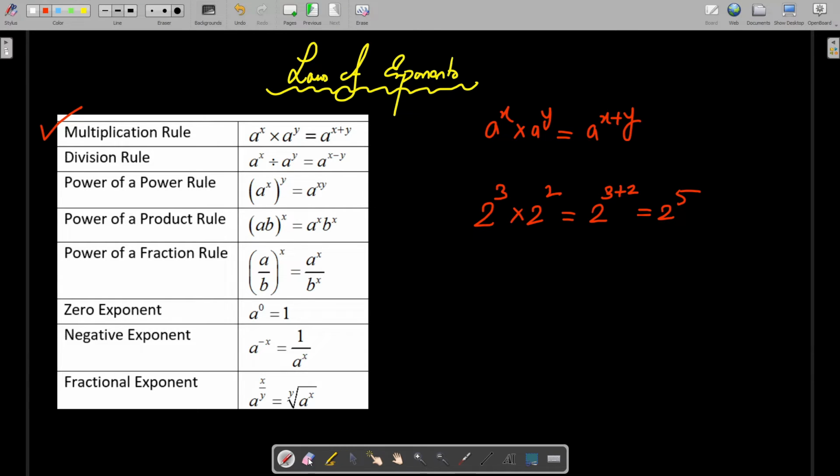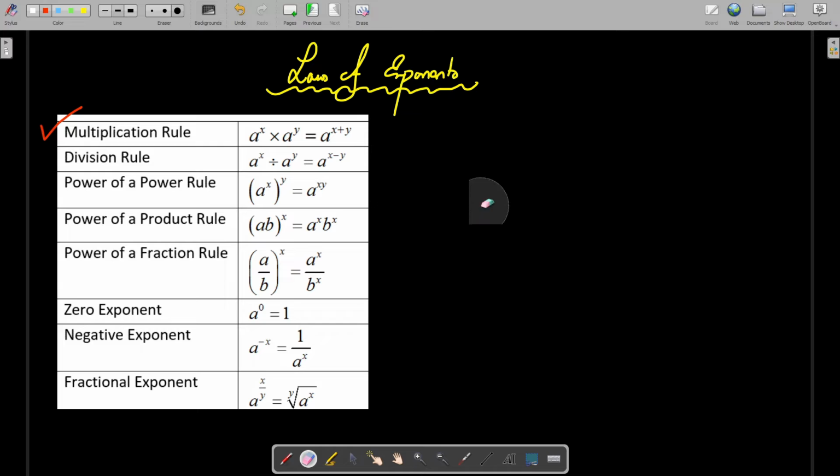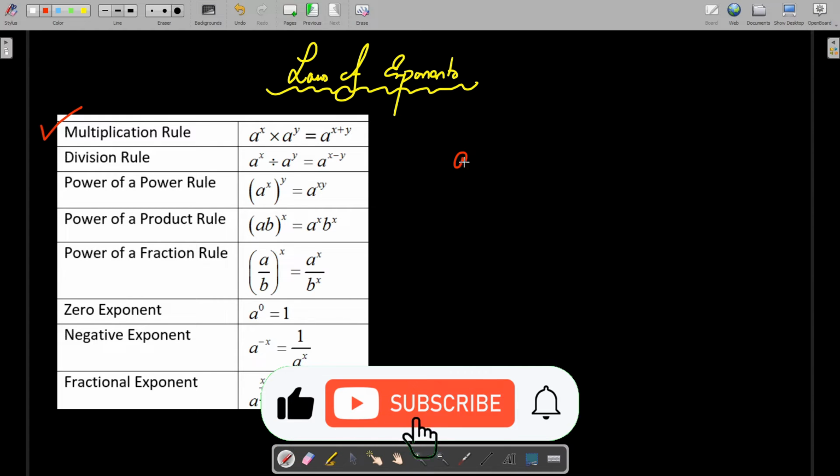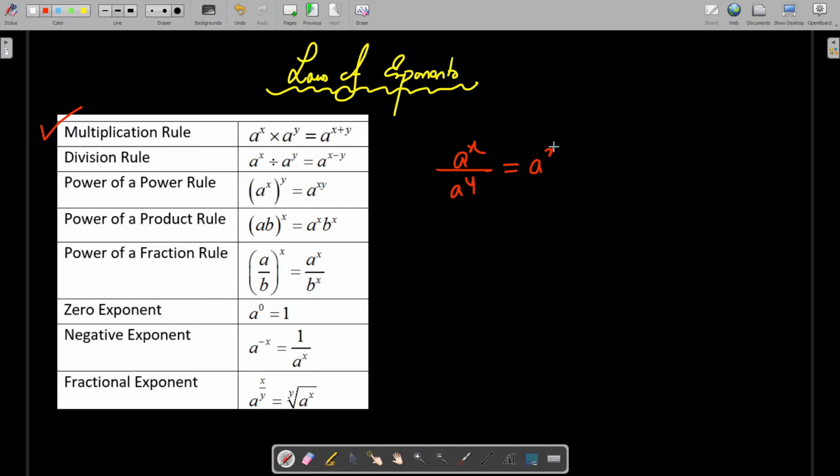The second law is the division rule. The division rule says a^x divided by a^y is equal to a^(x-y). Let's take the same example. We have 2 cube divided by 2 square. So what will be the answer? It will be 2 to the power 3 minus 2, that is 2 to the power 1, which is 2.